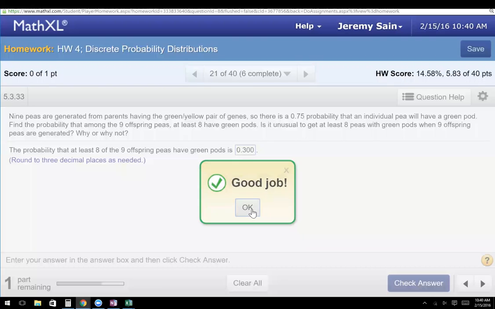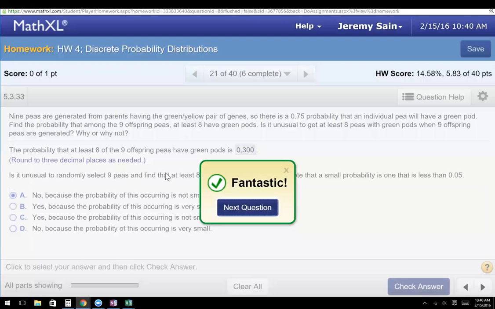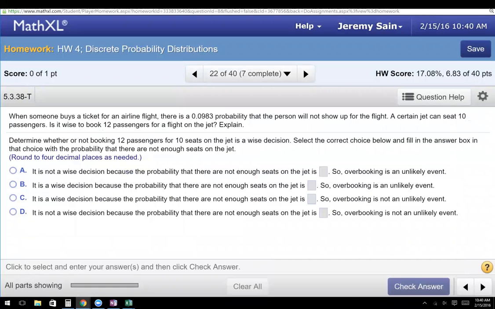And going back, is that unlikely? Probably. Is it unusual to find 8 have a green pod? No, it's not, because the probability is not very small. Okay, let's do one more like that, and then I'll try to skip down and find a Poisson one.